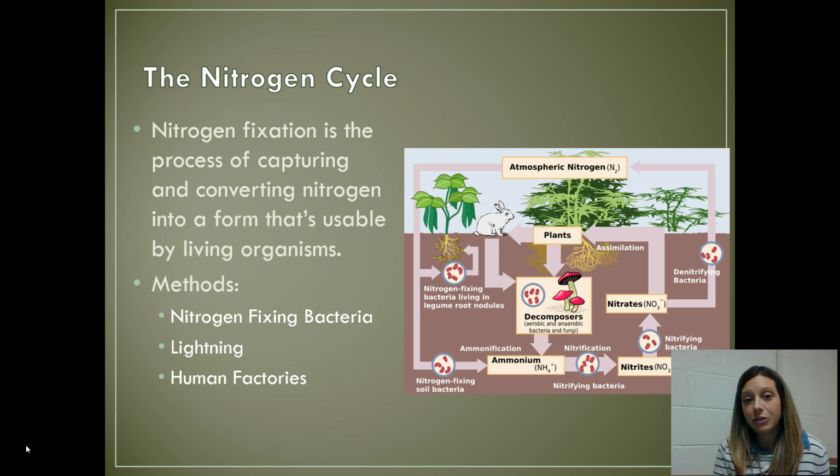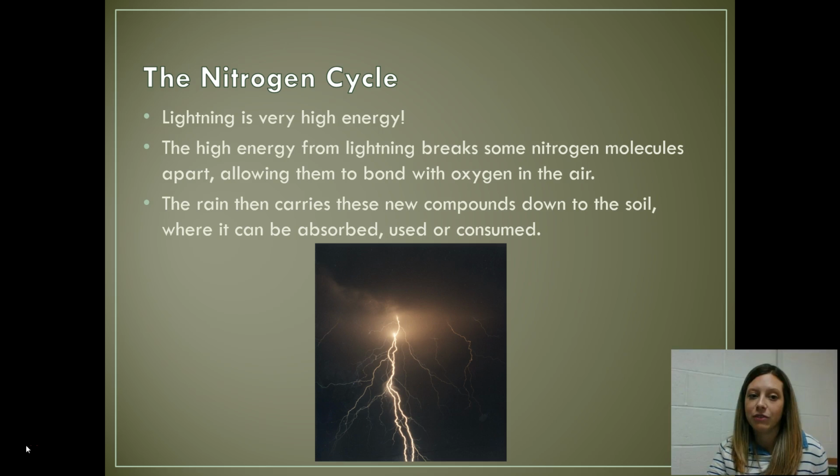You have bacteria that are capable of doing this, so you call them nitrogen-fixing bacteria. Lightning can do this, and we're going to talk about each one. Lightning can fix nitrogen, and then humans are able to do this through the use of human factories, but it turns out that it's a pretty expensive process, so we really rely heavily on the natural processes of nitrogen fixation.